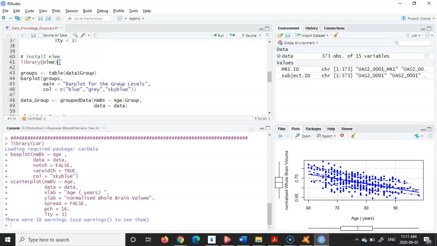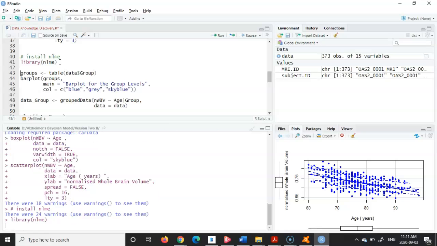Nonlinear mixed model effect, which comes with the package called NLME, nonlinear mixed effect model. I'm just going to run the command for it, execute that one, and I have it installed. And also the first variation which causes differences of the brain atrophy between different levels within it is going to be the group.